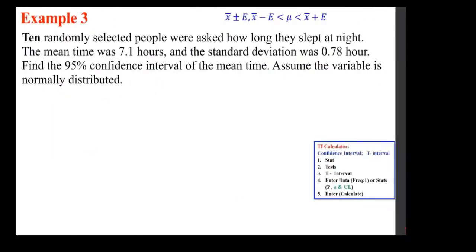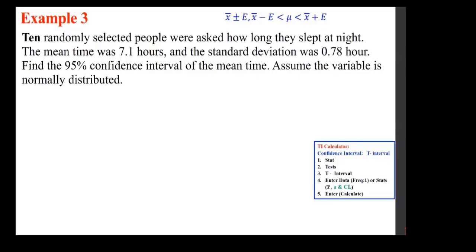Now, let's look at another example. 10 randomly selected people were asked how long they slept at night. The mean time was 7.1 hours and the standard deviation was 0.78 hours. Find the 95% confidence interval of the mean time. Assume the variable is normally distributed.